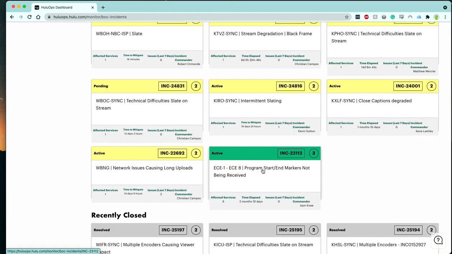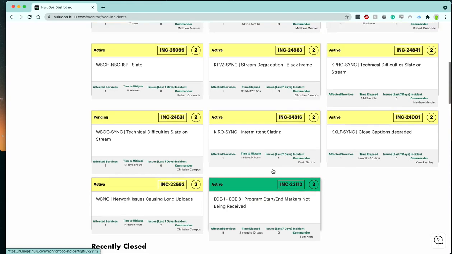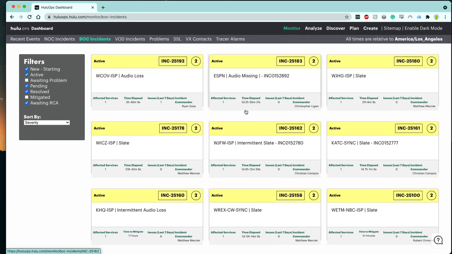Very rarely do you see a sub 3, but this is a program start in markers. But this is either around the linear channel delivery or the decoration of that particular set of content.